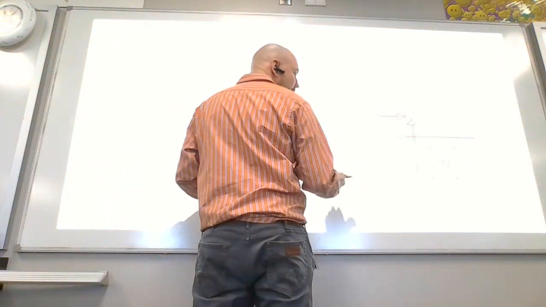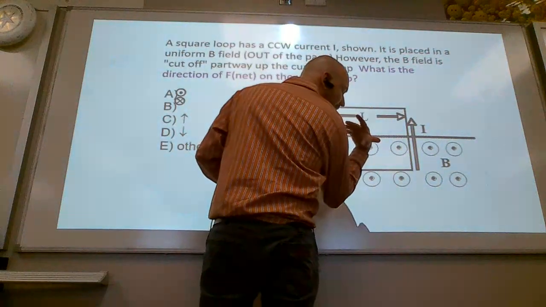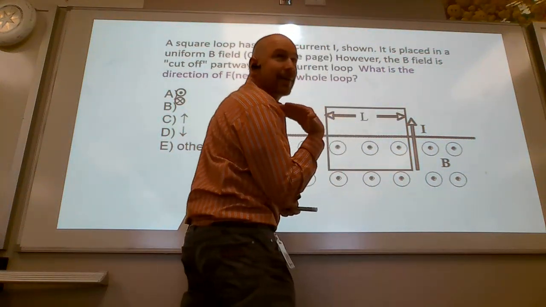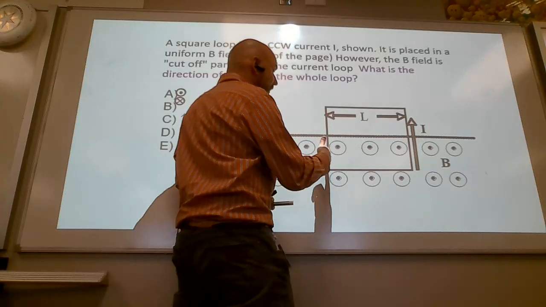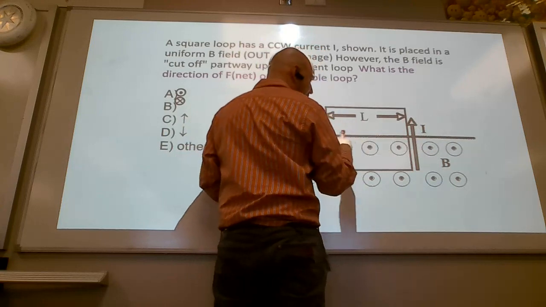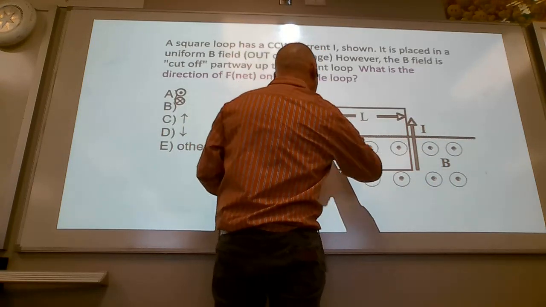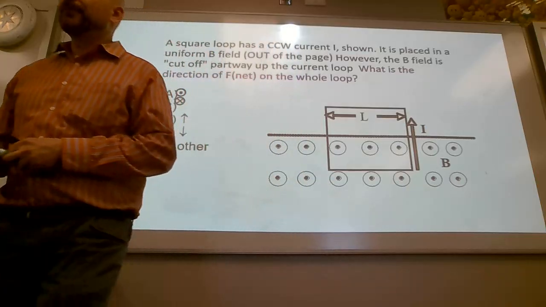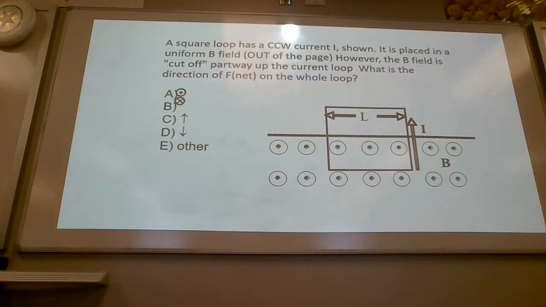Your current's going to the right. Magnetic field's coming out of the page. Down. Here, the current's going up, being forced that way. Here, the current's going down, forced that way. These two forces cancel each other out. Net force down. Yeah?